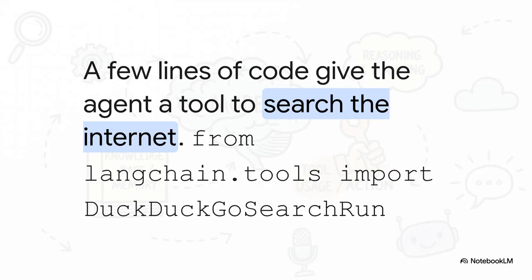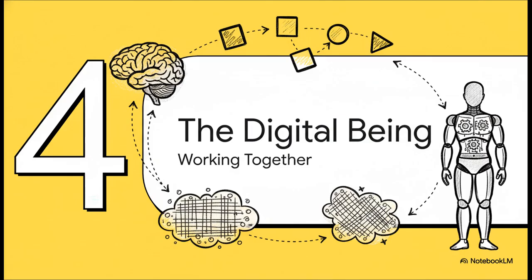Let's make this super concrete. Giving our agent a tool isn't some crazy, abstract thing. Using a framework like LangChain, this little snippet of code is literally all it takes to give our agent a fully working web search tool. With just these few lines, our digital being can now browse the internet to find whatever it needs. Now that is powerful. And just like that, our digital being is complete.